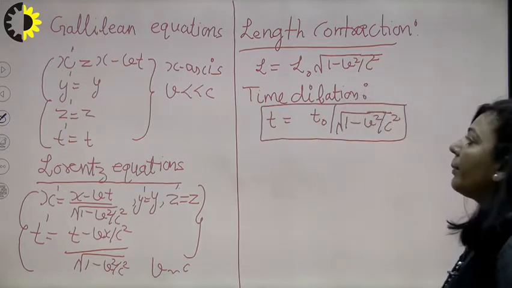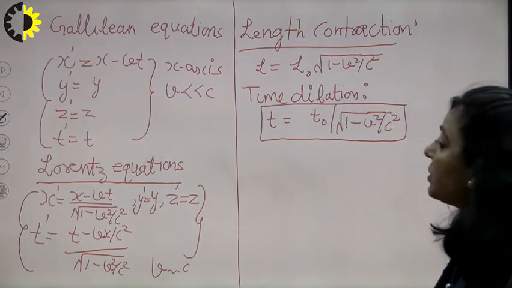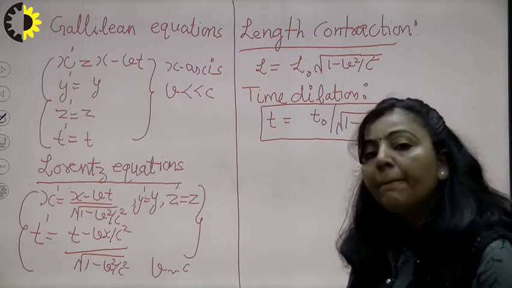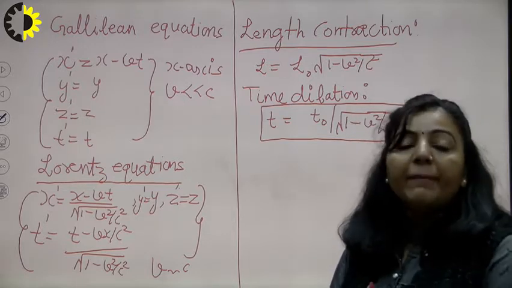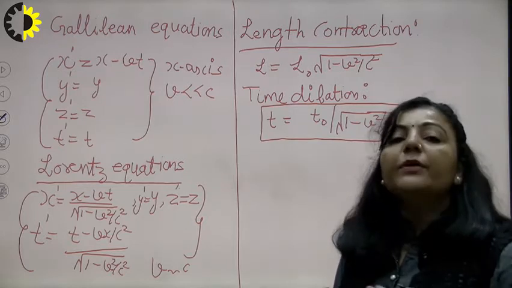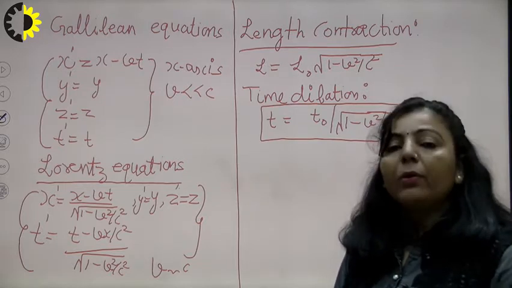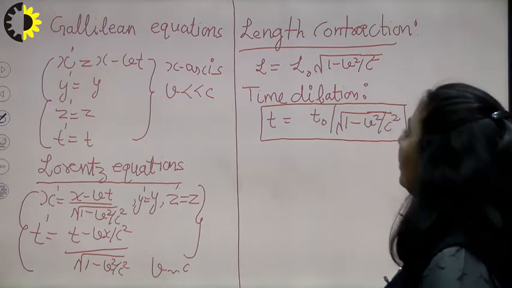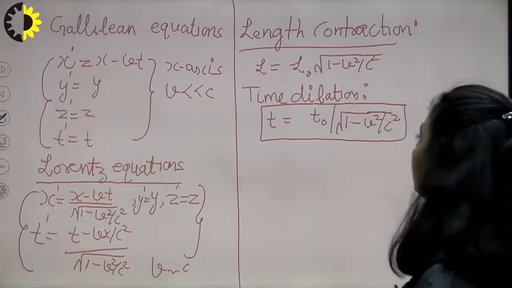T is T naught upon under root 1 minus V square upon C square, where this T naught is known as proper time. Proper time means the time measured in that particular frame where the event is actually occurring or happening. So T is T naught upon root 1 minus V square upon C square. So this is the time dilation concept.